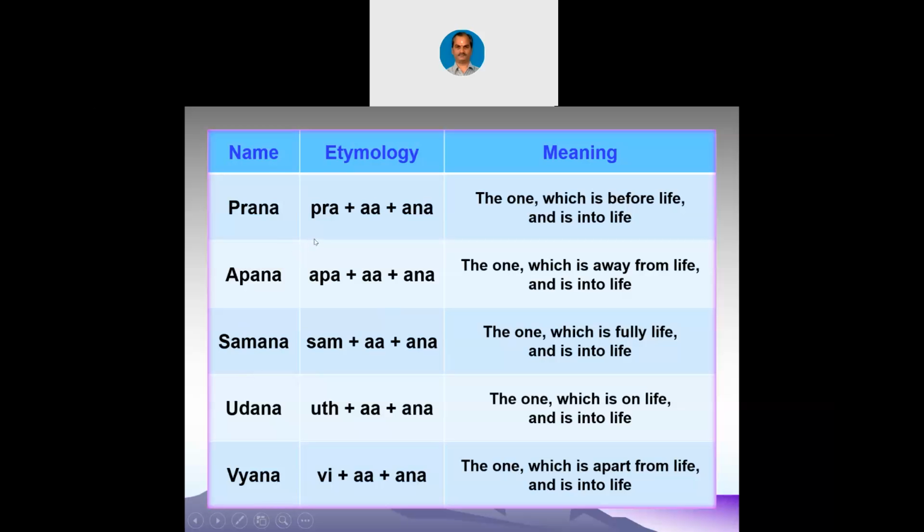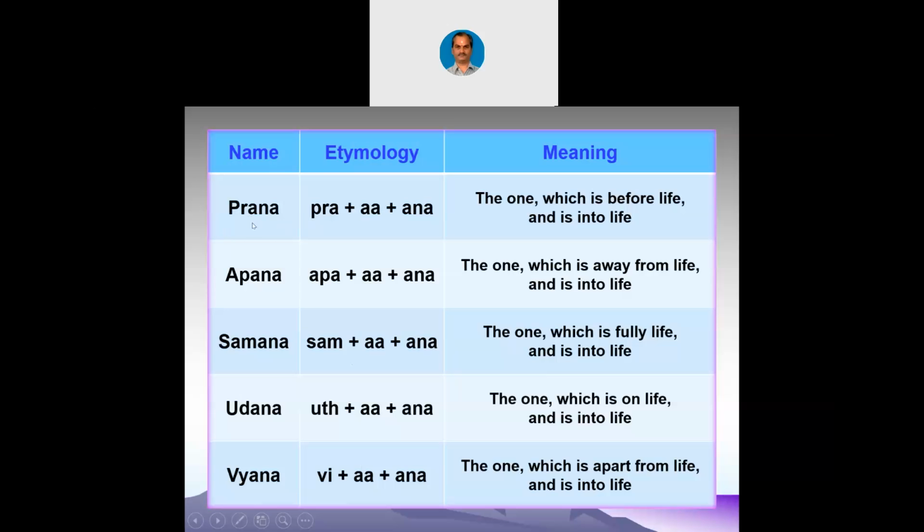Now the meaning of prana is the one which is before life and is into life, because pra means before, a means into. Next, apa means what? Apa means which is away from life and is into life. Sam means the one which is fully life and is into life. Sam itself means fully. Ut means the one which is on life and is into life. Ut means above or on. Then vi means the one which is apart from life and is into life, because this a upasarga always means into life. Now look at the speciality of these meanings.